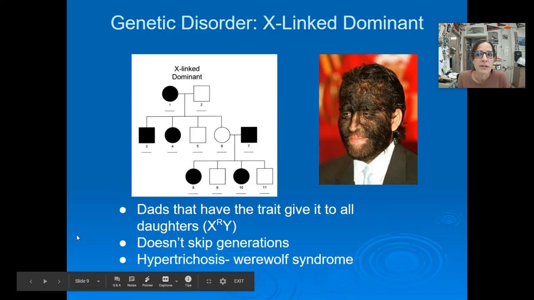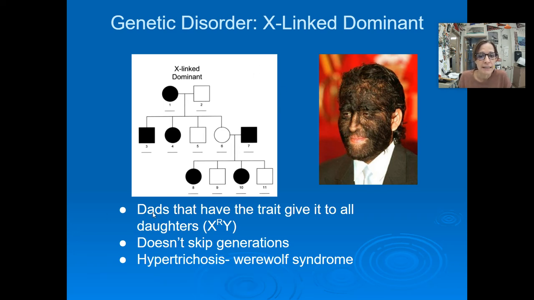Okay, the last one we're going to talk about is X-linked dominance. And so again, what you're going to see here is that you need only one dominant letter. So look at this, this would be a male with the trait. X big R Y. And if he had it, like this number 7, and he has this genotype, remember dads give the X to their girls. So every single girl, if he had 10 girls, they would all have this disorder. Now, dads give the Y to their sons, which doesn't carry the gene.